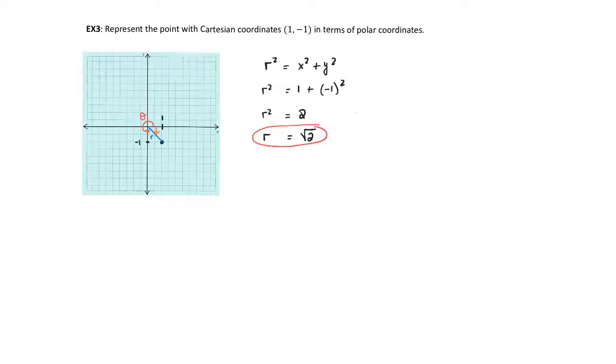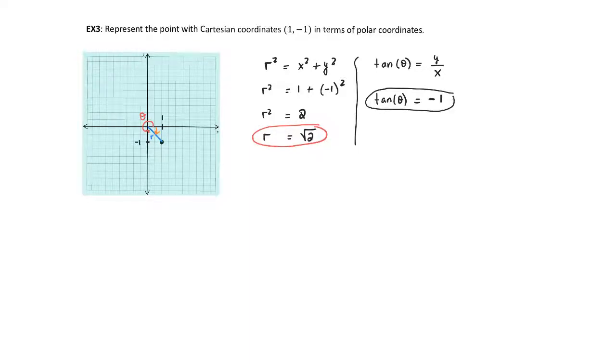Now, in order to find theta, we're going to use tangent. Tangent of theta is equal to y over x. And I know y, I know x. I know that y is negative 1, x is 1. So then that means that y over x is going to be equal to negative 1. Now, tangent of theta equals negative 1.